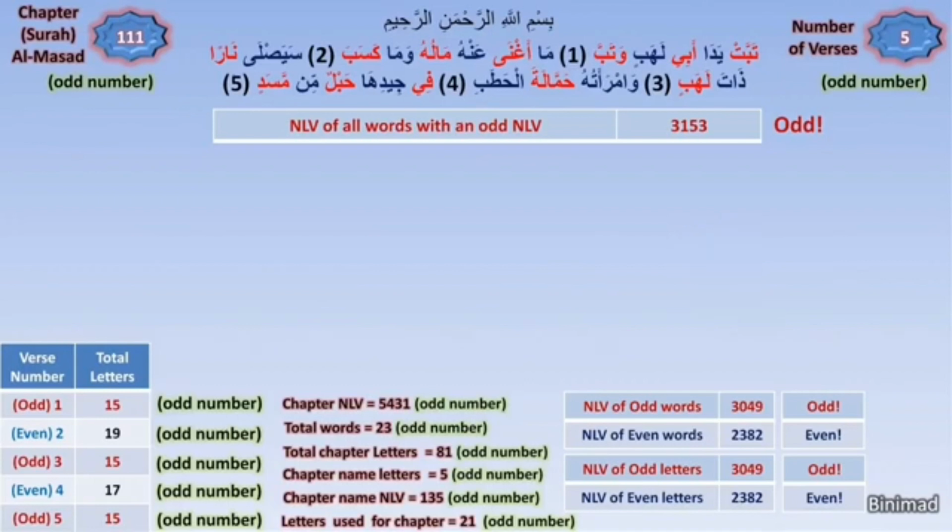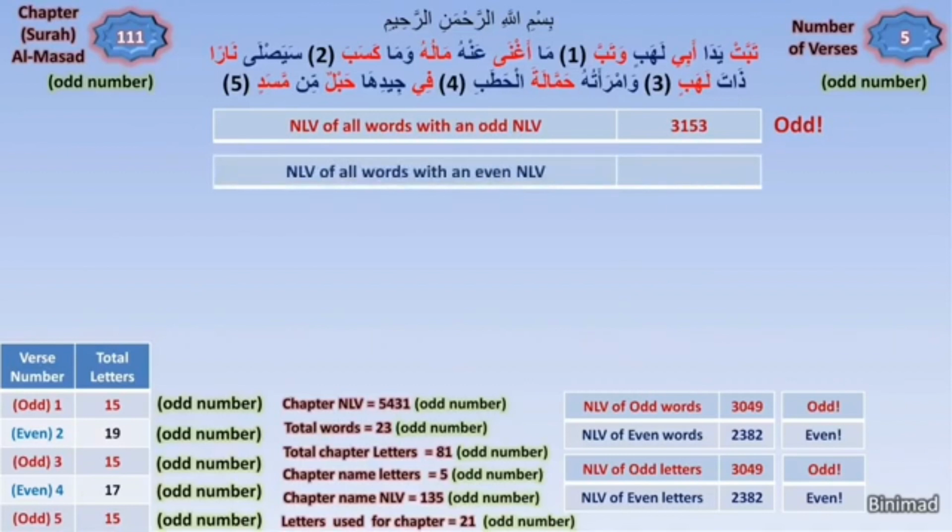We repeat this process, but this time we select all words in this chapter with a total numerical letter value that is an even number, and stunningly, their total is 2,278, which is an even number. Subhanallah. Again, the amazing harmony of this mathematical theme is highlighted. All words with a numerical value that is odd, their sum is an odd number, and all words with a numerical value which is even, their sum is an even number.